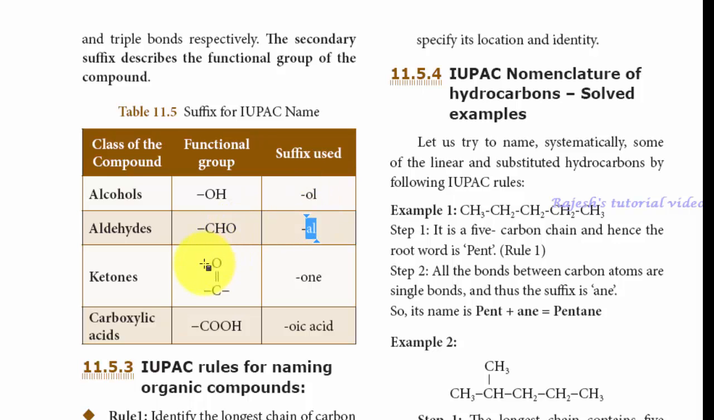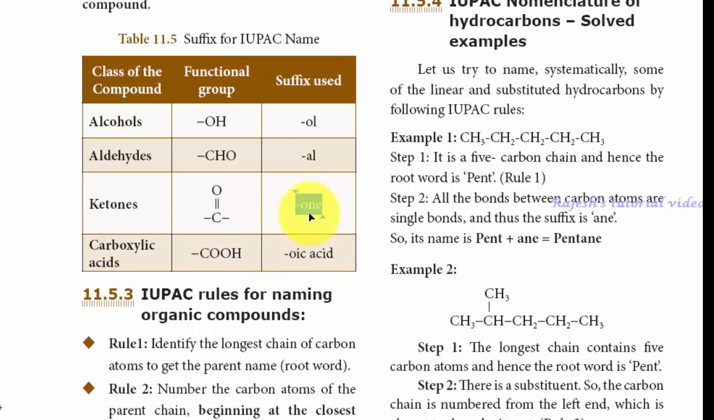Then if it is C double bond O, then it is a ketone, and the suffix added will be -one after the root word, the primary suffix. Then if it is the COOH group, it is a carboxylic acid, and the secondary suffix used will be -oic acid, OIC acid.